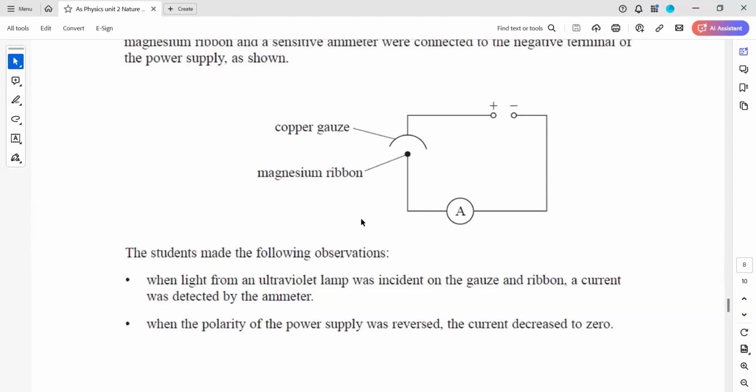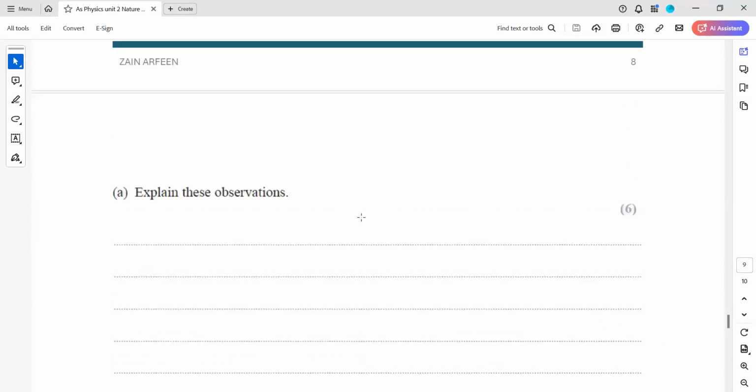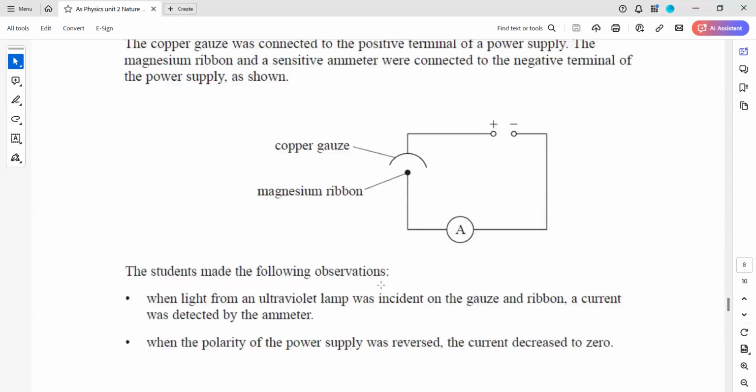So explain the observation, 6 marks. What are the points you will include? First thing, you will mention light, because electrons are emitted because of the photoelectric effect, in which light is acting like a particle, not a wave. Then the energy of a photon: if the energy of a photon is more than the work function, then the electron will be released.